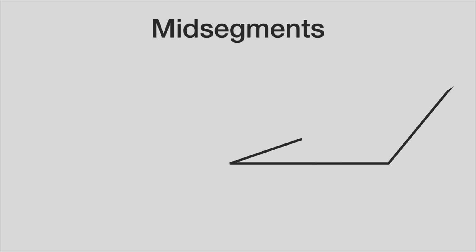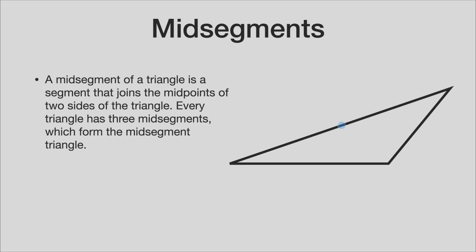So now let's talk about mid-segments, and this is our last thing for this video. So a mid-segment of a triangle is a segment that joins the midpoints of 2 sides of the triangle. Every triangle has 3 mid-segments, and these mid-segments form a mid-segment triangle. So here's a mid-segment right here. It goes from the midpoint to the midpoint, and it is going to be parallel to that bottom line. In fact, each of these are parallel, which, like I said, forms a mid-segment triangle.